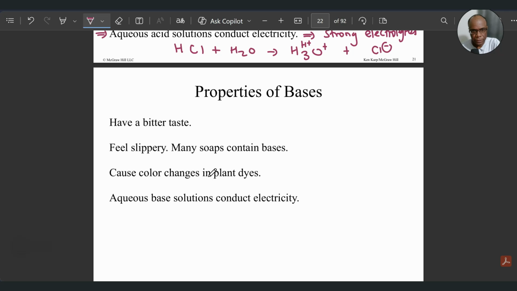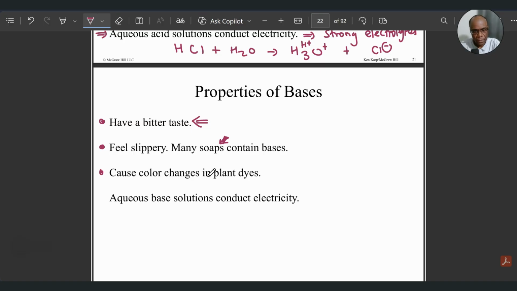Next, properties of bases. These ones will have a bitter taste. They feel slippery like your bar soap. Soaps contain bases. That's why soaps slip out of your hand in the bathroom, or if you step on it, you're just going to be down on the floor within a second. You'll slip and fall. They cause color changes in plant dyes. Talking about red litmus paper, it will turn blue.